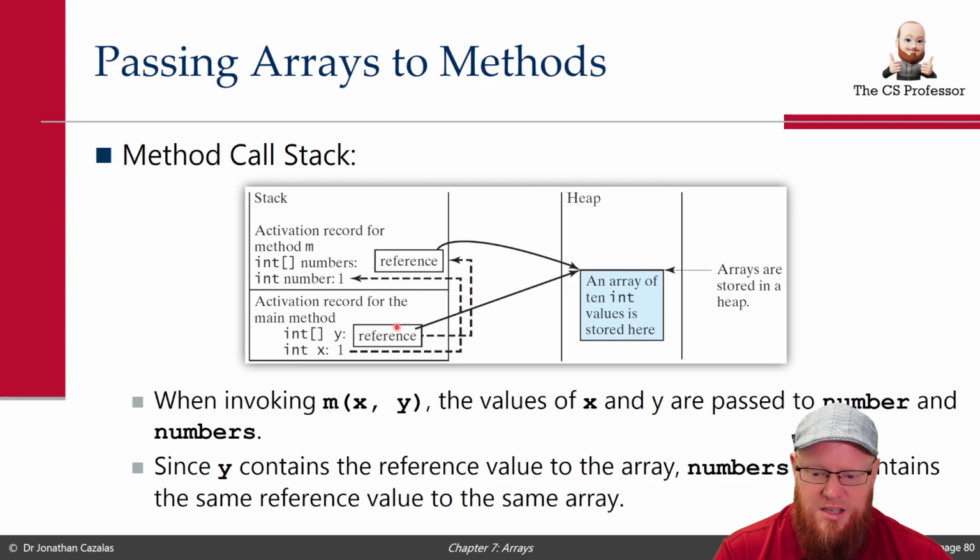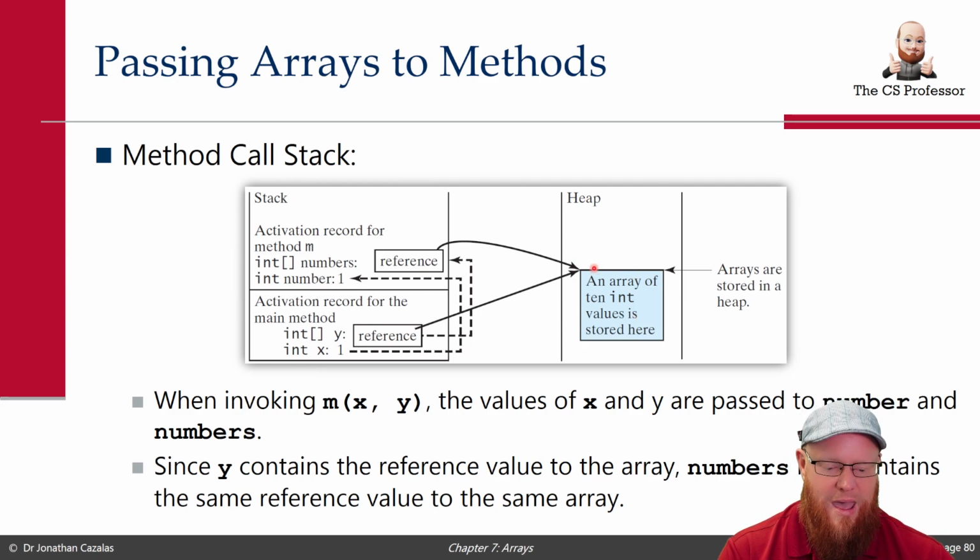Y is an address or a reference that's pointing over to this address on the heap of the beginning of your 40 bytes of 10 integers. We then call method M. Here's the activation record for method M. We sent over x equals 1, which got saved into number, and we sent over the address of y, which got saved into numbers. So what is numbers pointing to? Numbers is pointing to that exact same array on the heap.